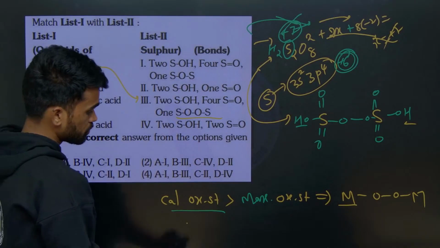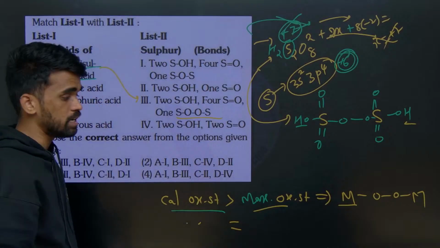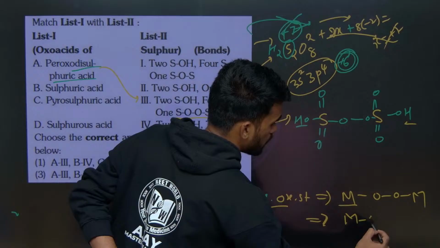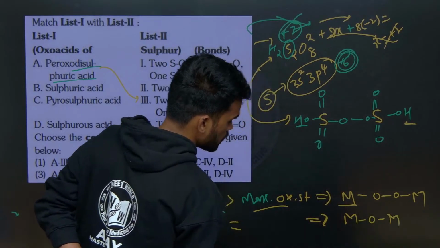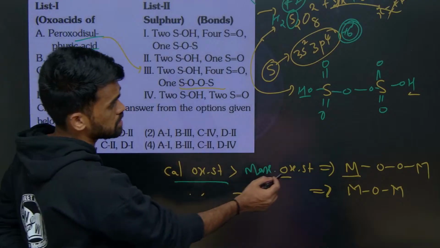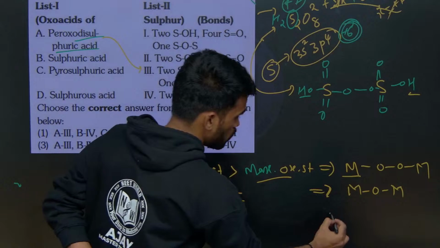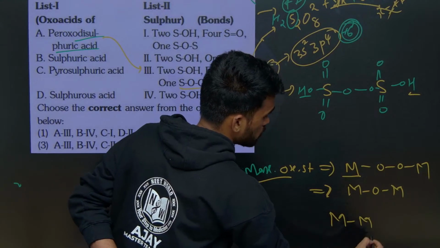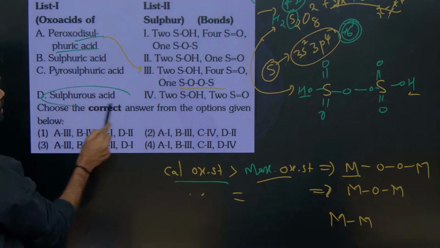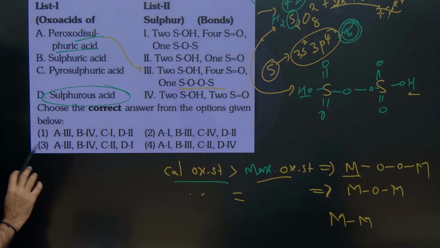Next, if the calculated oxidation state equals the maximum oxidation state, there we can expect an oxy linkage, M-O-M kind of linkage. Now if the calculated oxidation state is lesser than the maximum oxidation state, we can have only an M-M linkage, meaning there is no oxy. For example, sulfurous acid has only one sulfur atom, so there is no issue.